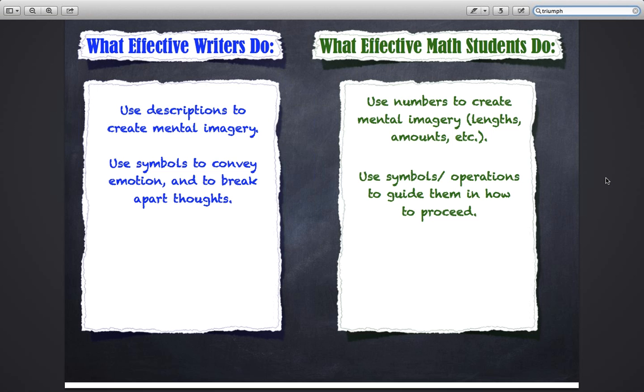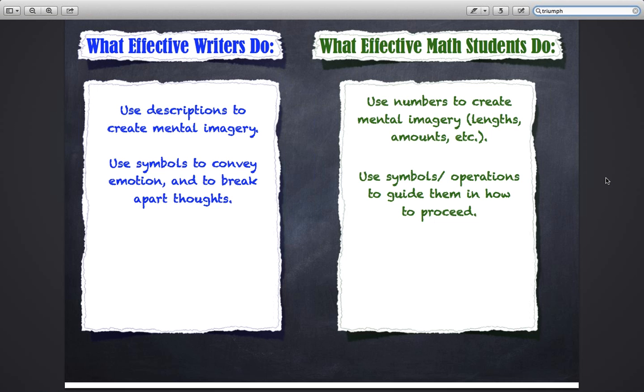Effective math students know that when they see an addition sign, the total amount is going to increase, as long as we're not talking about operations with negative numbers. Or they know that when they see a multiplication sign, that's exactly what we're going to be doing. We're going to be multiplying.